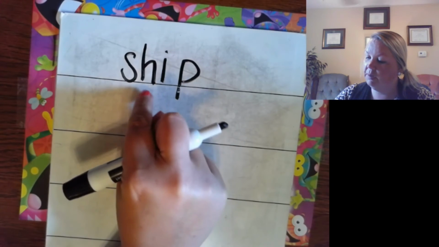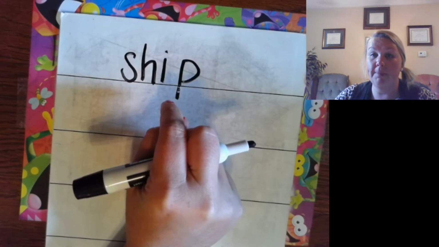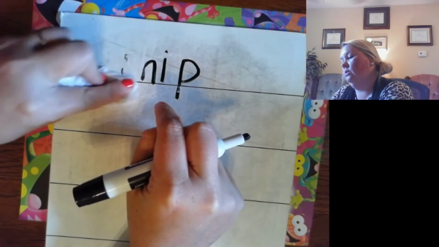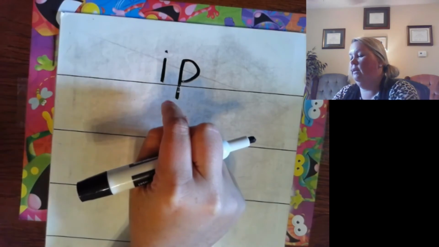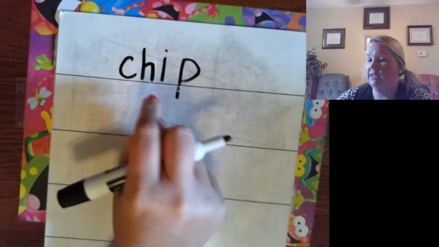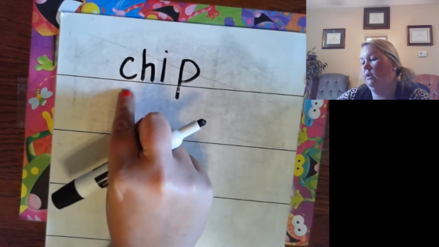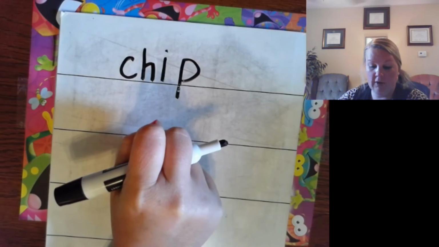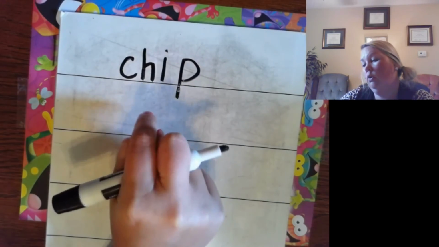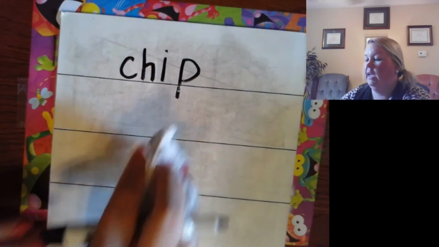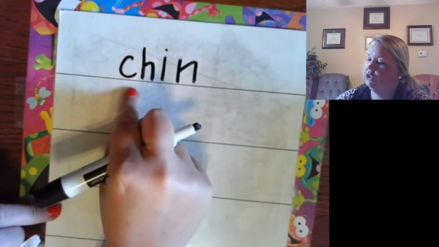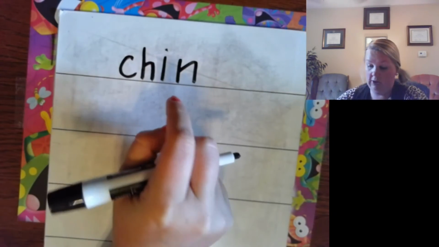All right, let's change this word ship to the word tip. Tip. SH is not what I need. I have ip here. I need CH as in chin. Tip. All right, now let's change this word to chin. Which sound do I need to change out? Yep, I need to change out that p sound for an n sound. Chin. Very good.